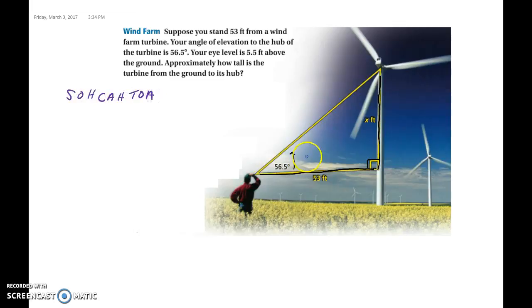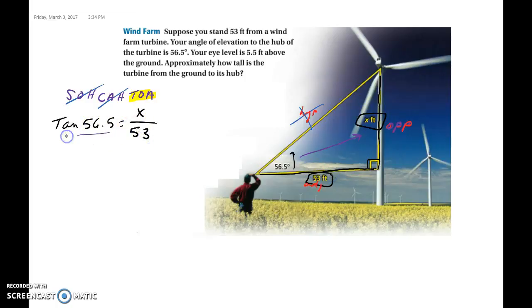So we want to solve for what's opposite of the eyesight. Let me write that in red so we can see that a little bit better. We want to solve for what's opposite of the person standing, and this is our adjacent, and this will be our hypotenuse. Because we don't really care about the hypotenuse, since we're not trying to solve for it and they don't give us anything about it, that means we won't use our cosine and we won't use our sine. So the one that we will use is tangent. And tangent of 56.5 is equal to our opposite, which is x, the unknown, over top of our adjacent, 53.